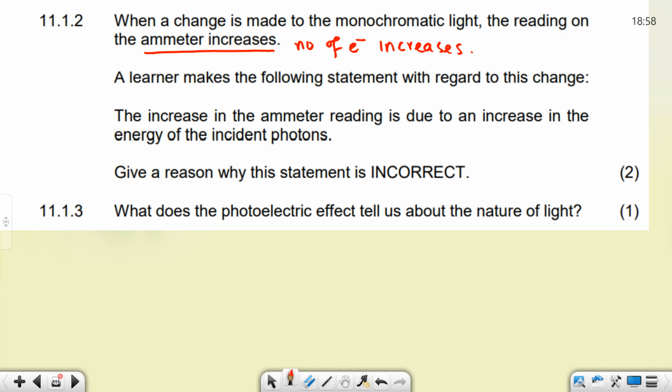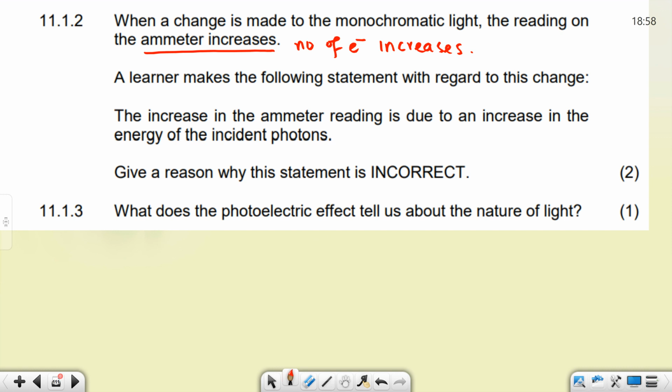Bob, you can just unmute yourself. I just need one person to talk to me. Why do you think this is incorrect? Because Elena says the ammeter increased because of the increase in energy. So, isn't it incorrect because only intensity increases the flow of electrons?